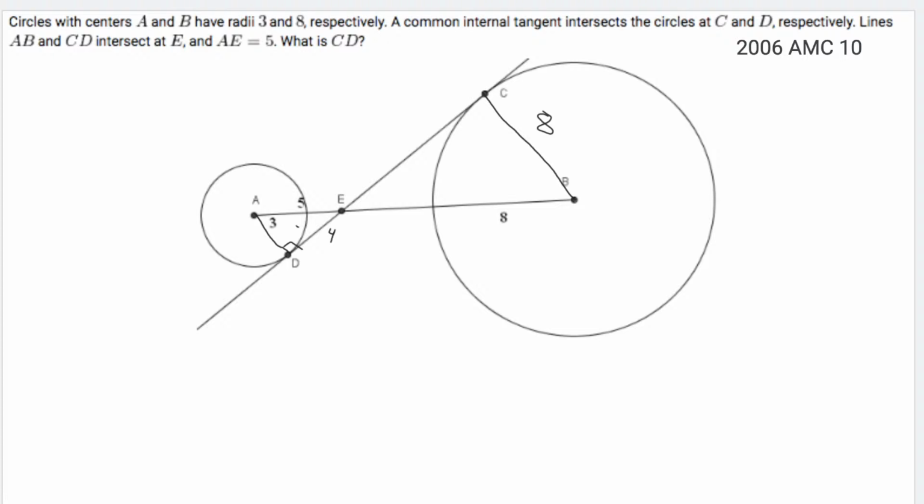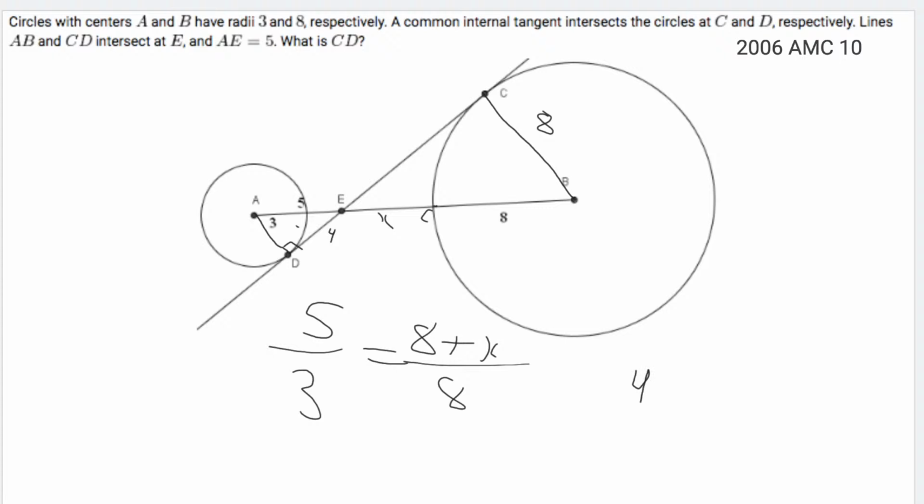And we don't know the length of this segment. Pretend this is C. We don't know that length, which is X. So we can use similar triangles here and pretend we take the hypotenuse over the shorter base, which is 3, which is equivalent to the hypotenuse of this triangle, which is 8 plus X over the shorter base 8. Now we're going to solve this equation to get X.